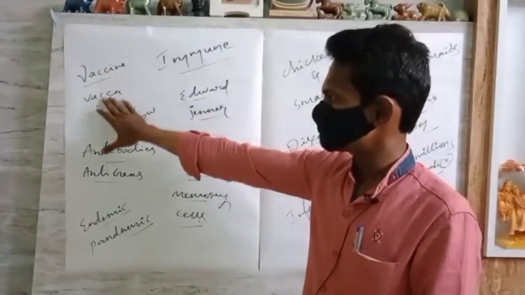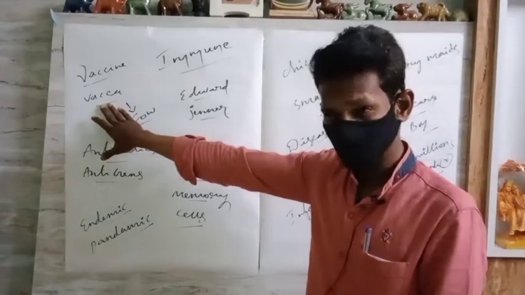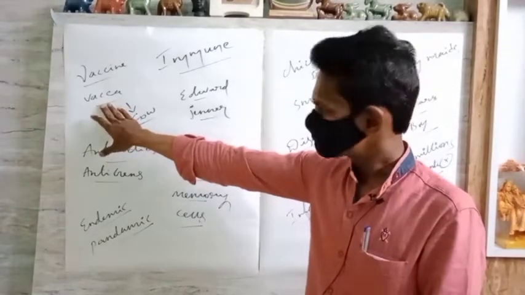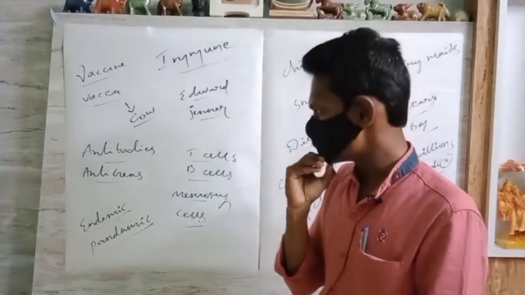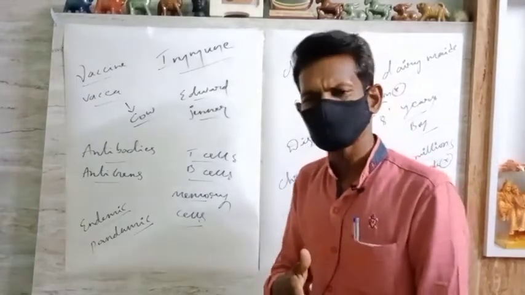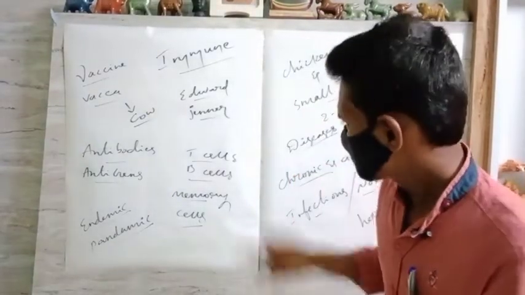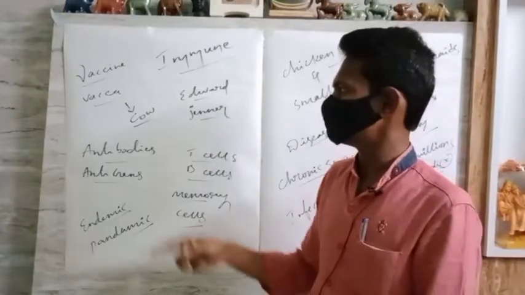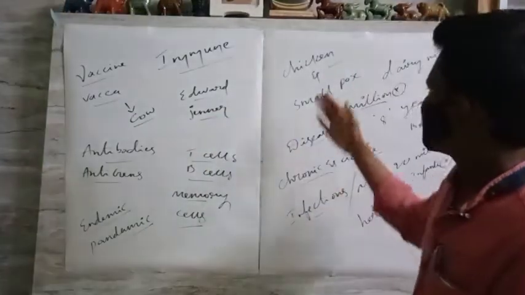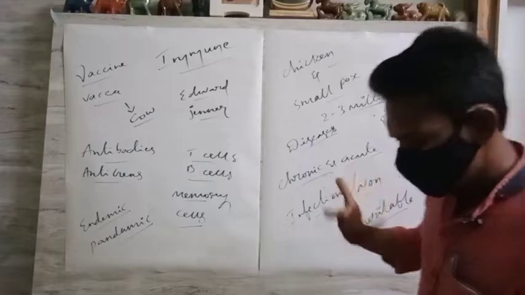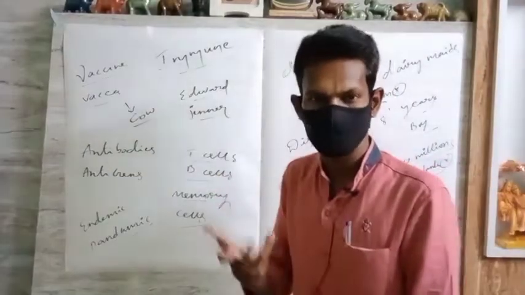The word vaccine is derived from the Latin word vacca. In Latin, vacca means cow. You already know that the father of vaccination is Edward Jenner. Before the invention of the vaccine, Edward Jenner first observed chickenpox and smallpox, that pandemic condition.